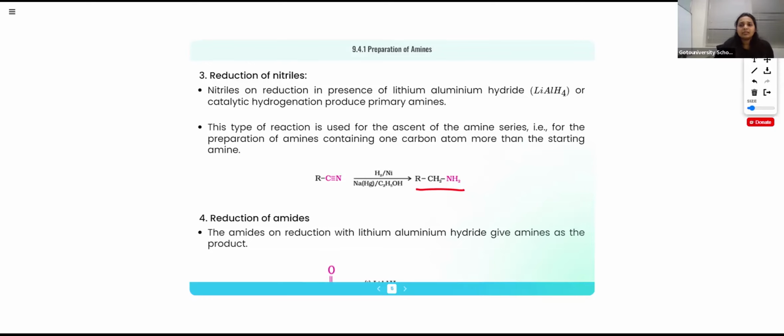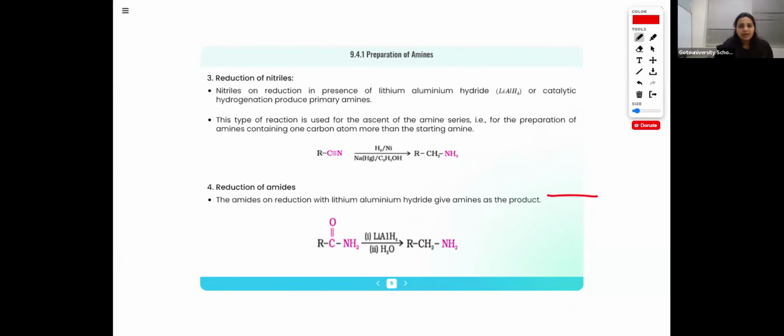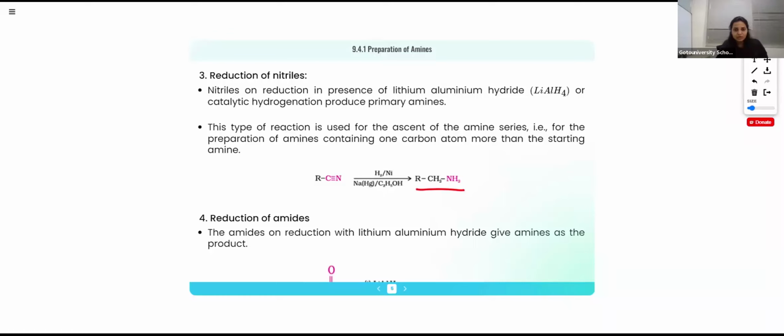Then I discussed the reduction of amides, right? What is the reduction of amides? RCONH2 is called an amide. So the amides on reduction using the same thing, lithium aluminum hydride, will produce the corresponding compound.